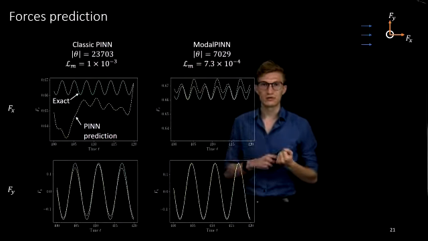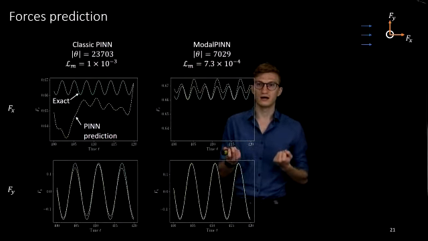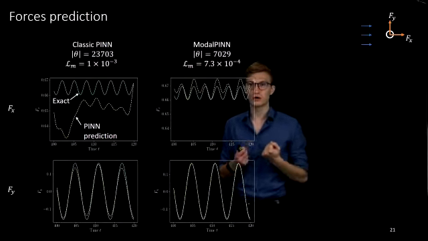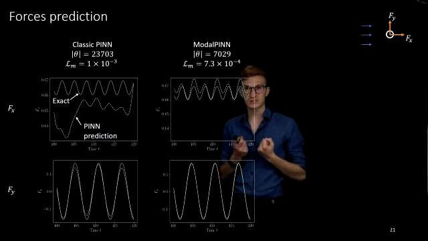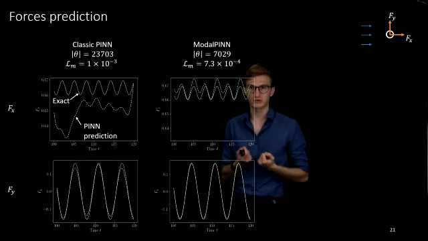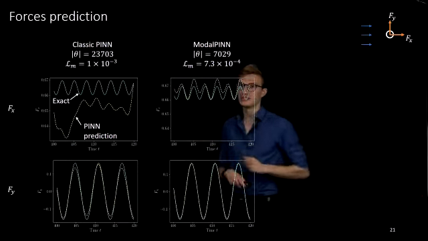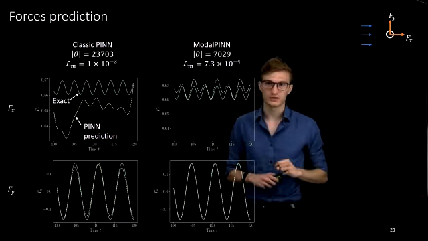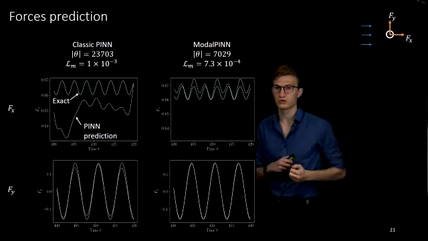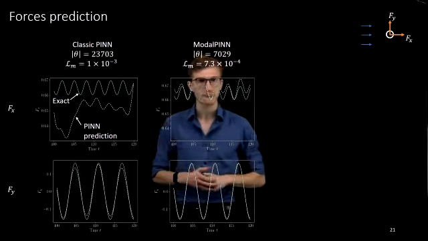We can see that the modal PINN, with a similar validation loss, is able to predict the forces with a better accuracy, especially for the horizontal component, but the same conclusion also holds for the vertical component. Okay.